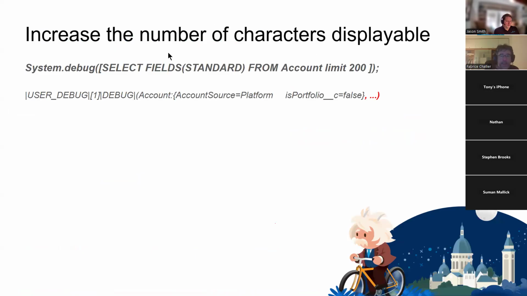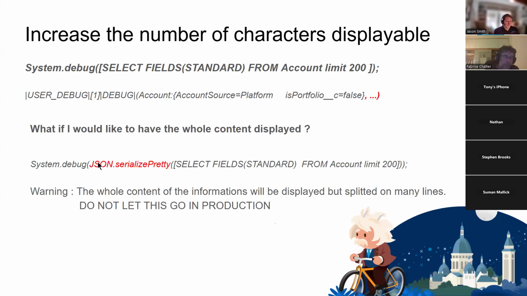Sometimes when I work with system debug, I would like to display a lot of information. For example, if you try to execute this, you won't be able to access all the information because you will exceed the limit of what Salesforce is able to display on one line. The solution, if you really need to see the content, is this: you can use JSON.serializePretty, and if you use this, you will force Salesforce to display the whole information, whatever its size. So just be careful, it's not something to be done in production.